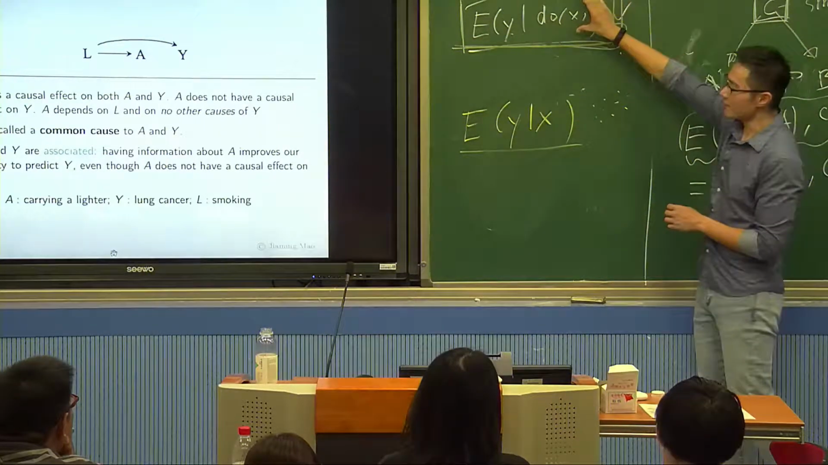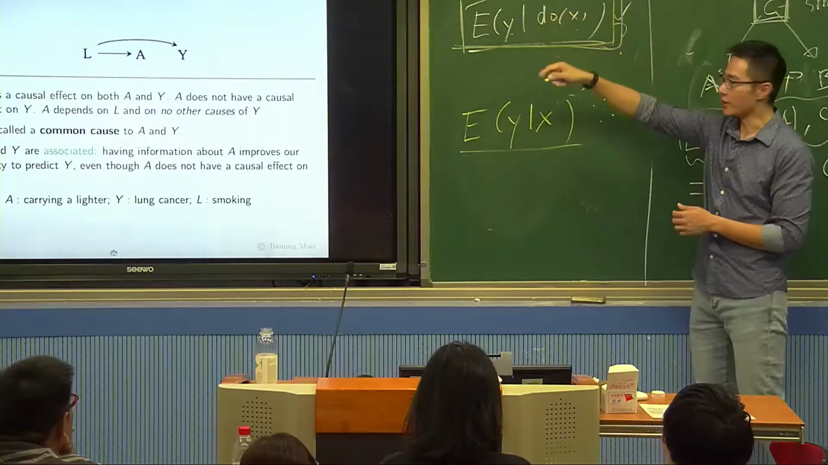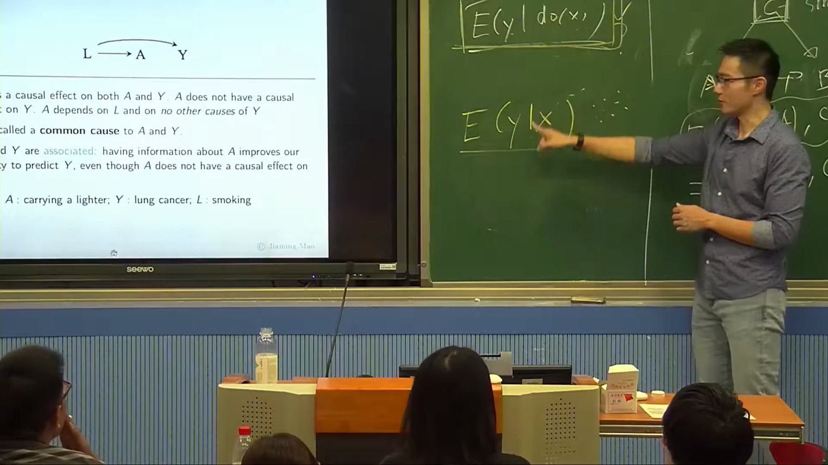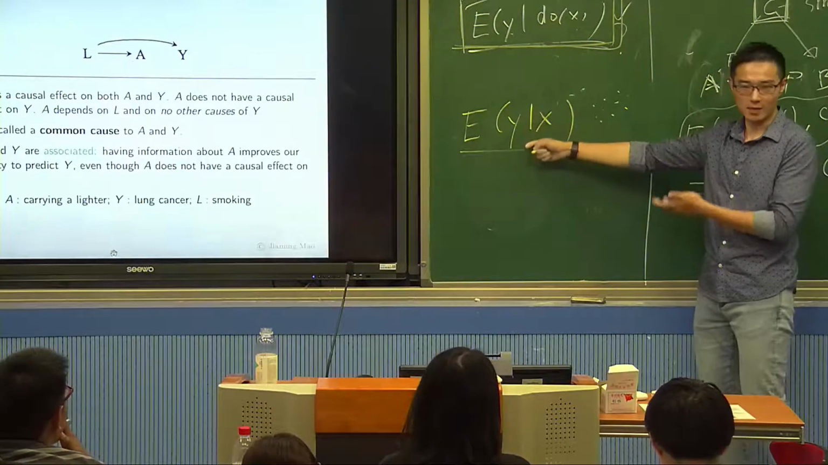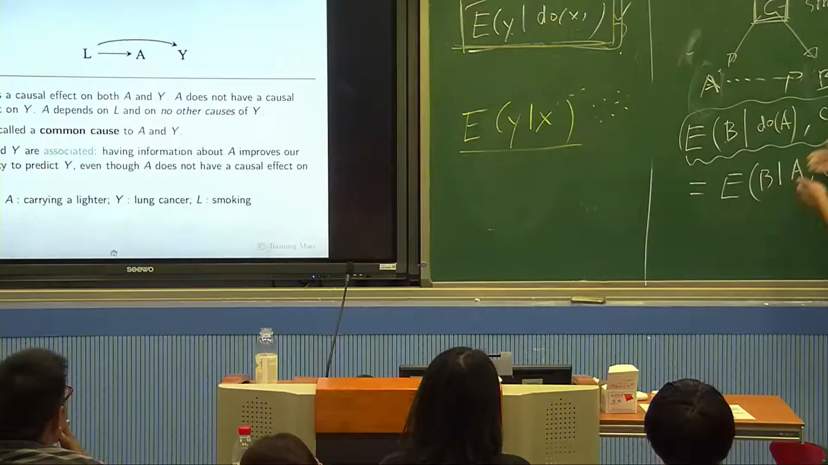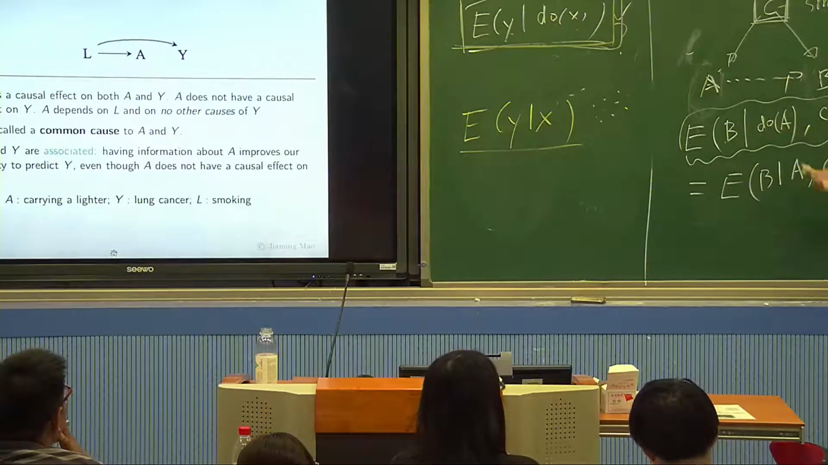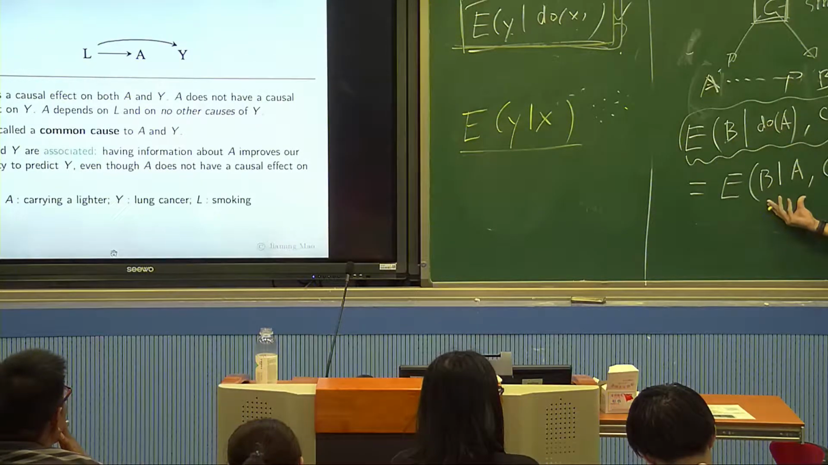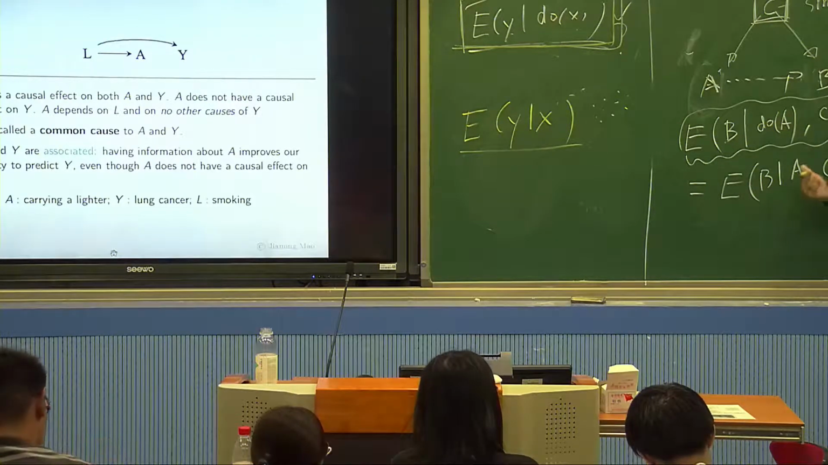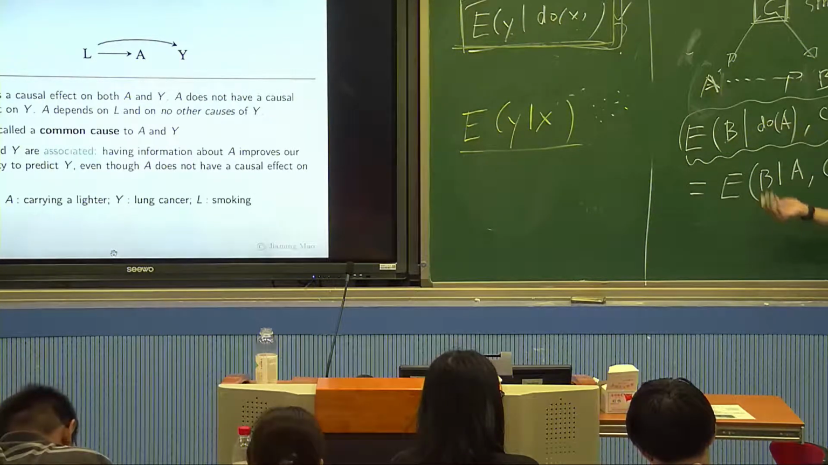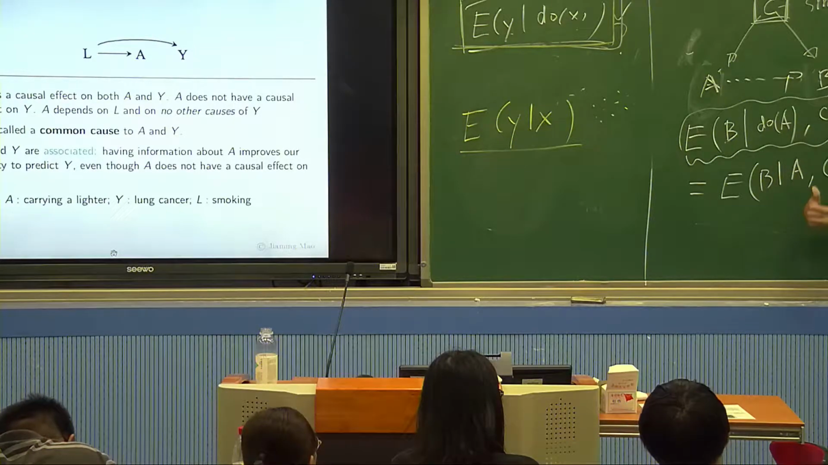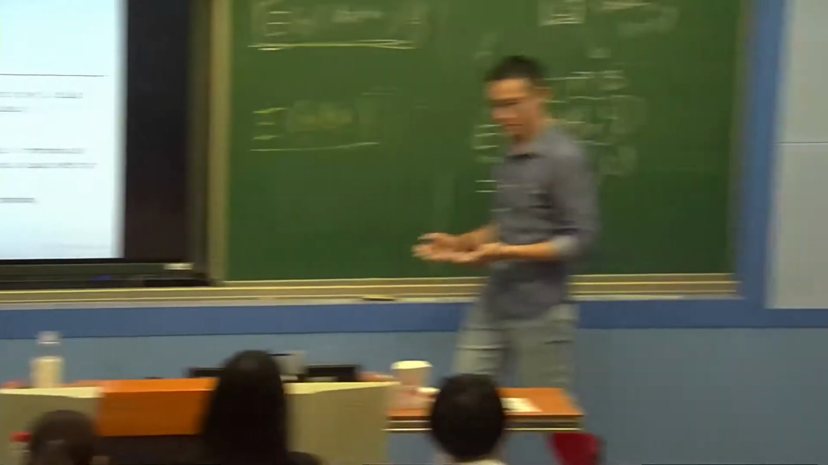In order to get this, I need to find a way to express this in terms of this, because I can estimate this from data. And how do I do it here? Condition on C. Once I condition on C, I have successfully expressed something causal in terms of something statistical, and I can estimate the statistical thing from data. And boom, my task is complete. From statistical to causal.